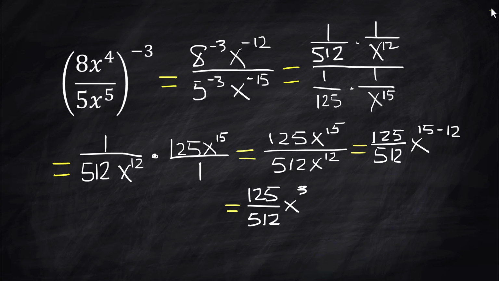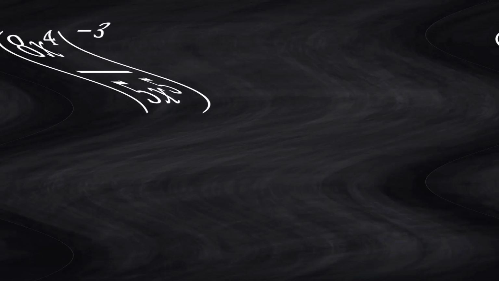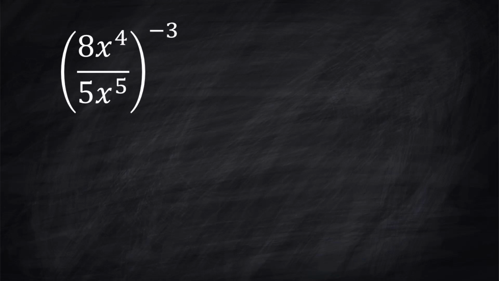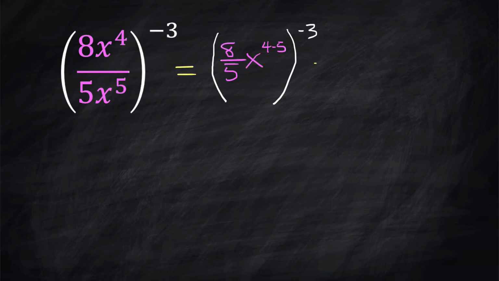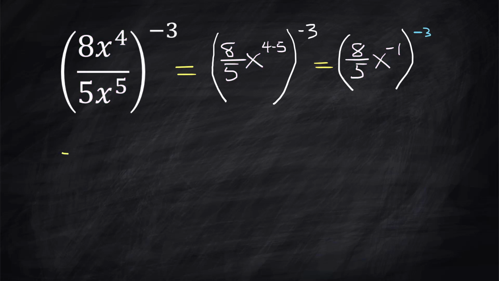I'm going to do this problem a different way because you may prefer this method opposed to the one I just did. With this one, I'm not going to bring the -3 in and put it on everything. I'm going to simplify what's inside the parentheses first as much as I can. We should get the same answer. So 8/5 times x to the 4 minus 5, and we end up with 8/5 x to the -1. All of that is being raised to the -3rd power. I can't do anything more on the inside of the parentheses, so now I'm going to bring in that outside power.